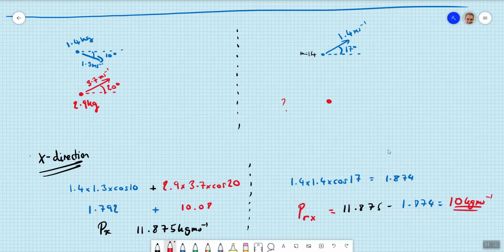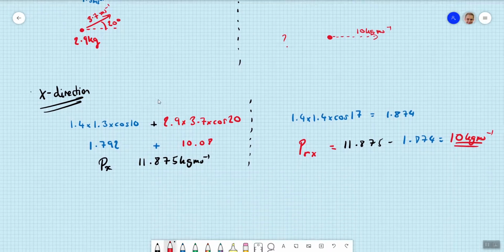That was not intended. Now, we could actually add this to our little diagram. We know that it's got a momentum in this direction, and the value of that is 10 kilogram meters per second. That's my x momentum from my red ball.